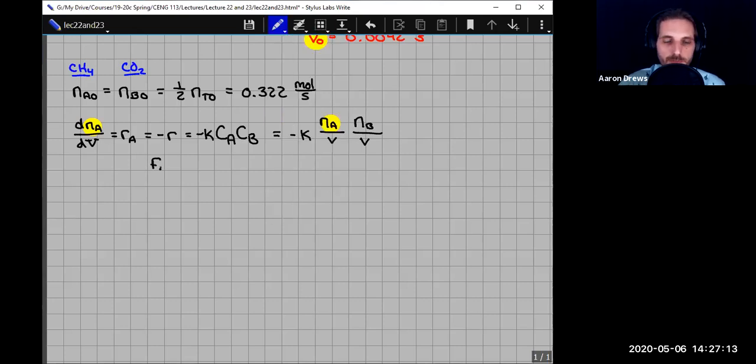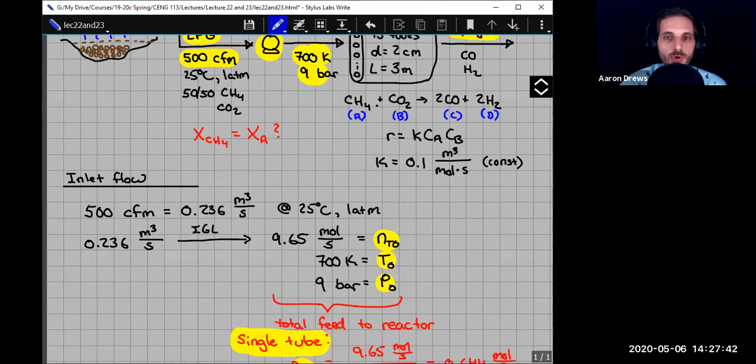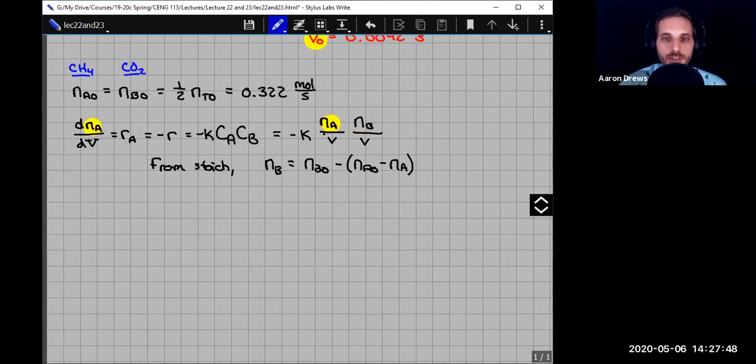So from our stoichiometry, anywhere that we have N sub B, that's going to be equal to the amount of B that was fed minus the amount of change of B, which is going to be the same as Na0 minus Na. The reason it's Na0 minus Na is because that represents the amount of A that has reacted. And according to our stoichiometry up here, it's 1:1, right? So for every 1 mole of A that gets destroyed, I have to have also destroyed 1 mole of B according to that reaction. And so this results if you notice that Na0 is equal to Nb0.